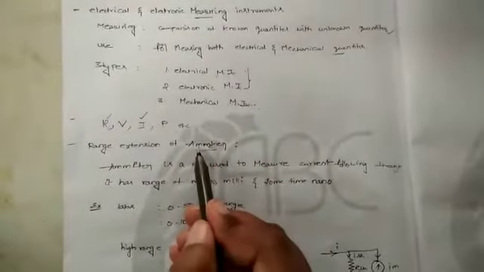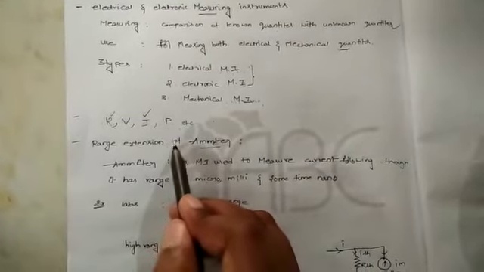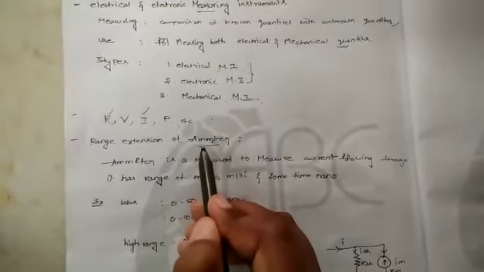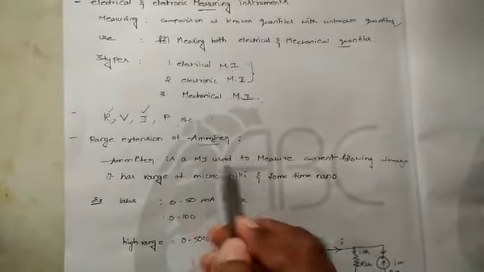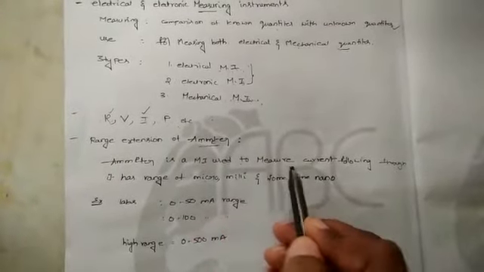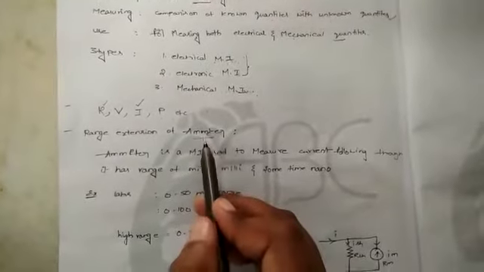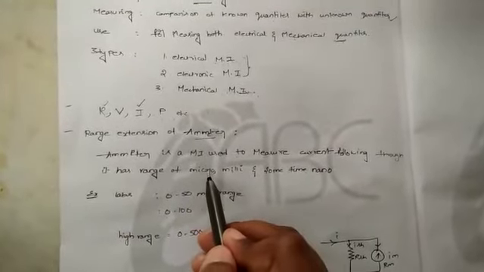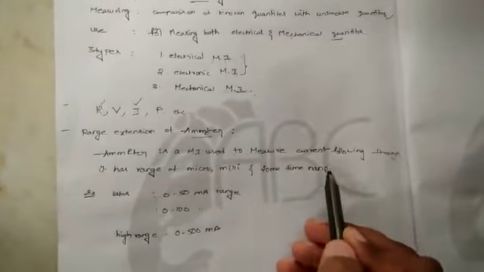Now I will talk about range extension of the ammeter. This is one of the topics for AP Grama Sachivalayam Digital Assistant. First, I will explain the definition of an ammeter. An ammeter is a measuring instrument used to measure the current flowing through a circuit. The range of an ammeter is in microamperes, milliamperes, and sometimes nanoamperes also.